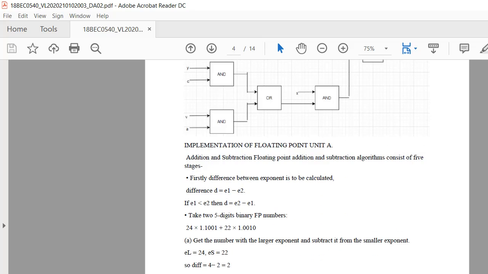The implementation of the floating point unit is mentioned in the calculation part. Firstly, we find the difference between the exponents to be calculated. If E1 is less than E2, the difference will be E2 minus E1. And a certain example is given for 5-digit binary floating point numbers.